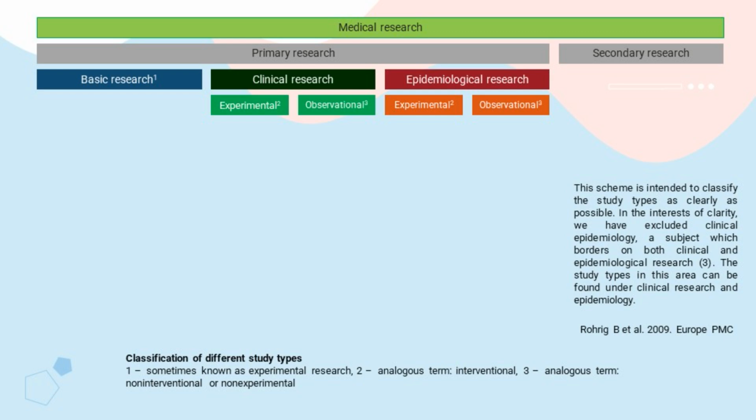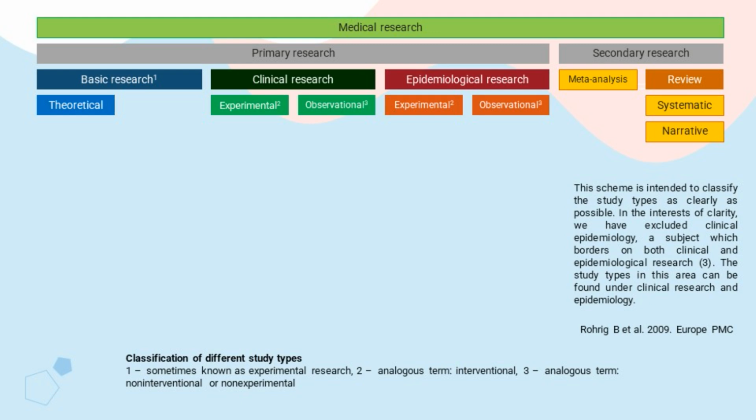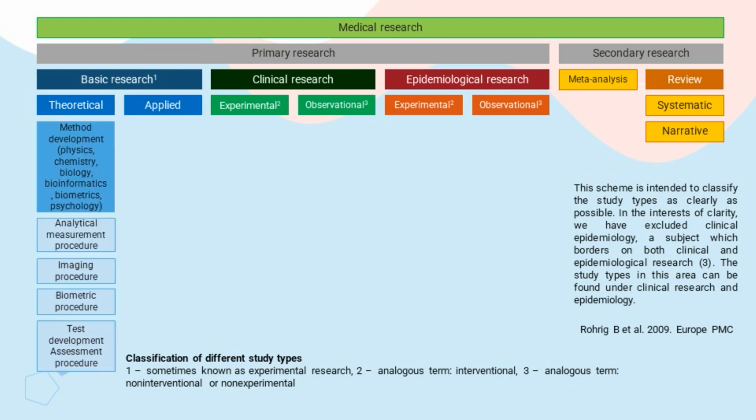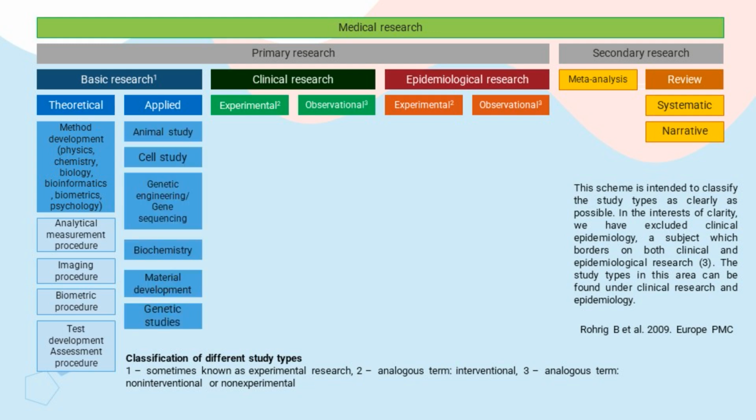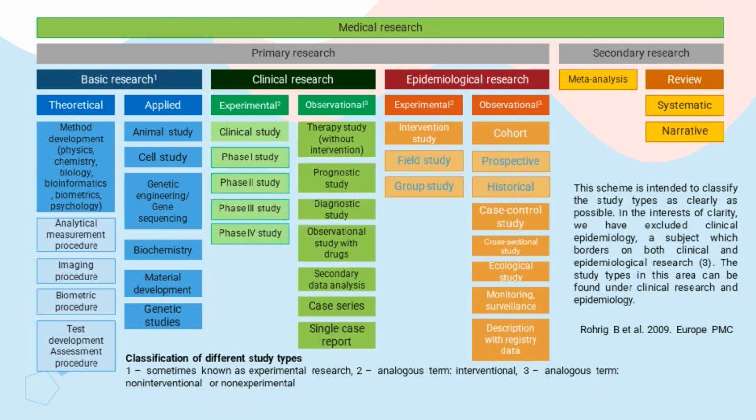Secondary research, on the other hand, is the collection and analysis of results obtained in primary experiments. These can be meta-analyses and reviews. Reviews can be systematic and narrative. Basic research is divided into theoretical and applied research. Theoretical in biology often includes bioinformatics. The applied ones include animal, cell, biochemical, and genetic studies. Everything else is different kinds of human studies. The results of all these studies are organized into a hierarchy.